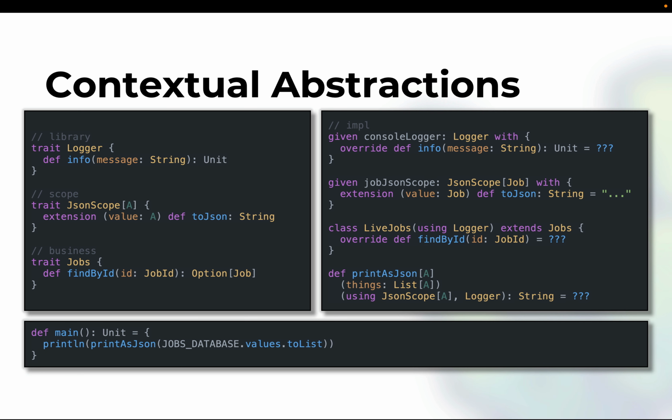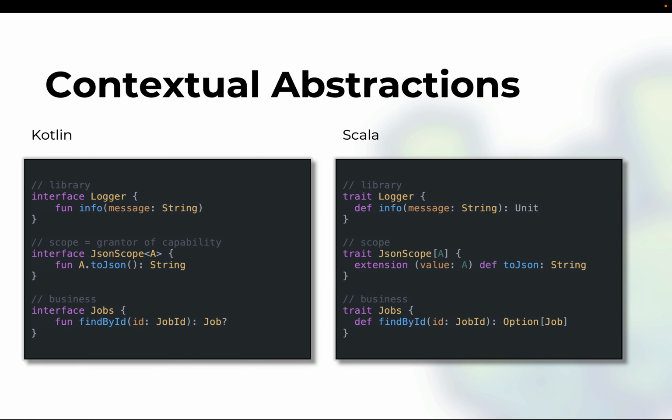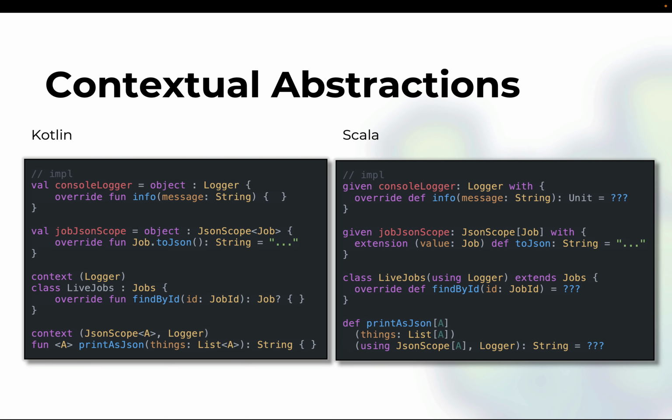So again, in terms of comparison, Scala versus Kotlin, we have interfaces and traits with slightly different language structures, especially in the extension method kind of thing. And in terms of the implementations, we have values or variables in Kotlin, and in Scala we have given instances which the compiler can pass automatically wherever it uses the using clause. So instead of a context here, we have the using clause in Scala, and instead of context with multiple variables, we have the using clause with multiple types in Scala.